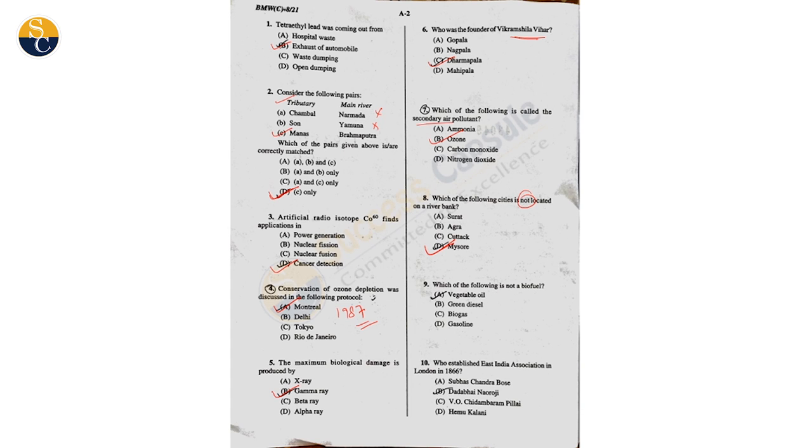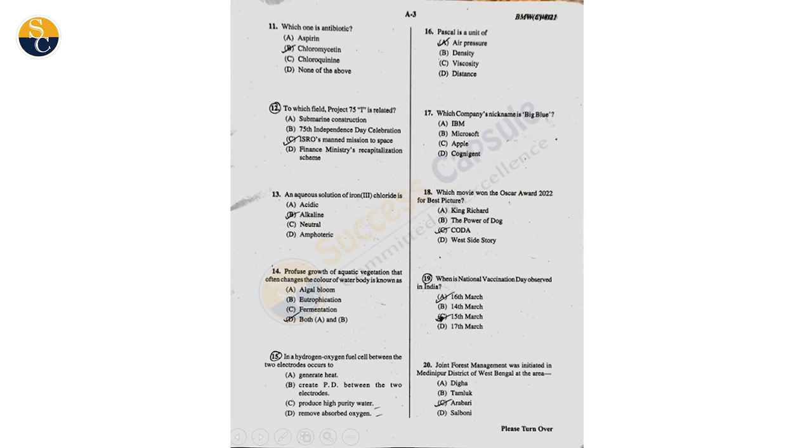Next, which of the following is not a biofuel? So D, gasoline is not a biofuel. Next, who established the East India Association in London in 1866? Answer is B, Dadabhai Naoroji. Next, which one is antibiotic? So here B is the correct answer. Chloromycetin is an antibiotic.